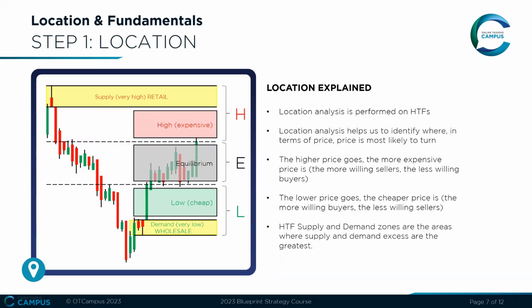Vice versa, the lower price goes, the cheaper price is. If price is cheaper, we can assume there are going to be more willing buyers. So the lower price goes, the more willing buyers come into play, and the fewer willing sellers. So the cheaper the price, the fewer the willing sellers and the more the willing buyers we'll potentially find within the price charts. And so these higher time frame supply and demand zones are the larger areas where we're most likely to find supply and demand excess.